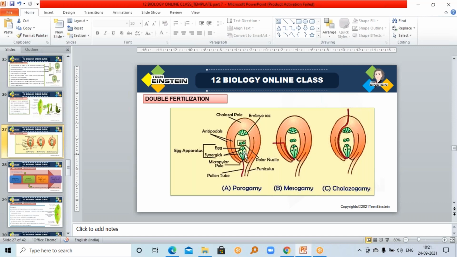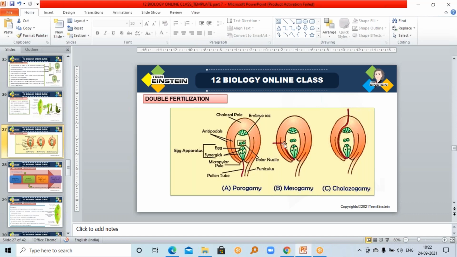So that is entering through the micropylar region. See, this is the micropylar region. The pollen tube is entering through the micropylar region. That type of entry is called porogamy. So porogamy is the common mode of entry of the pollen tube into the ovule. Into the ovule, the pollen tube is entering through the micropylar region. That is called porogamy.